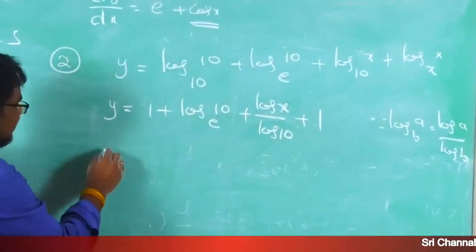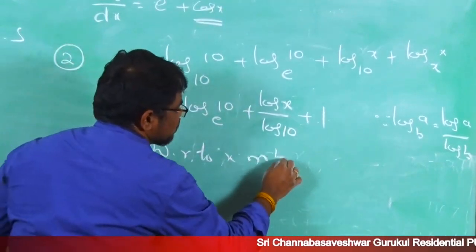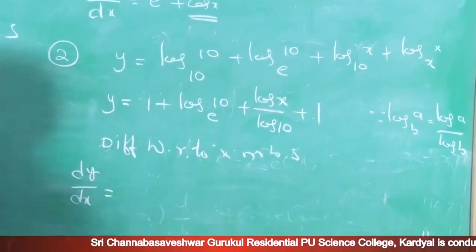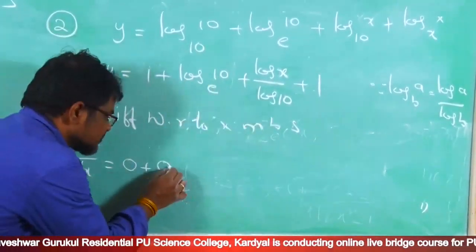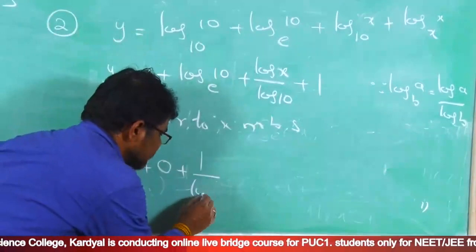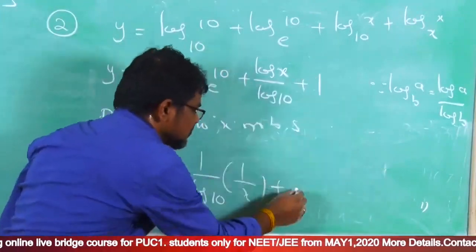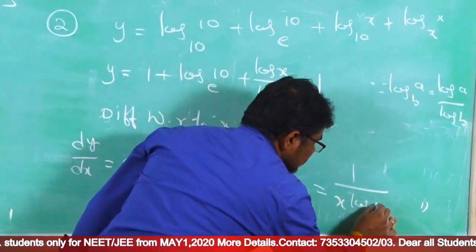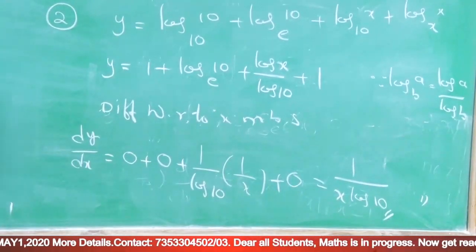And now differentiating with respect to x on both the sides, dy by dx equal to differentiation of 1 is constant 0, plus differentiation of this one also constant 0, plus differentiation of this one, 1 by log 10 is constant, take as it is. Now differentiation of log x is what? 1 by x, plus differentiation of constant is 0. So finally our answer is what? 1 by x into log 10. So this is our answer. Okay. Next, go to one more example based on this one.